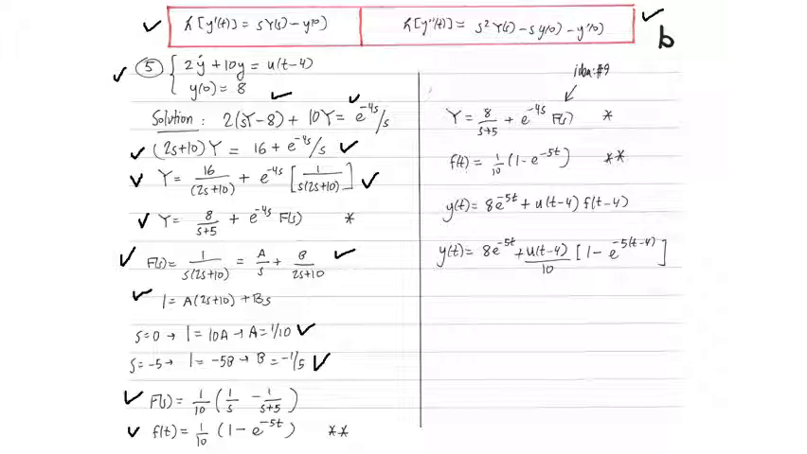So to wrap this up, I had this expression for big Y, and I just found f of t. So now I'm going to use property number 9. The first term here is easy to invert. There's not much more to say about that.